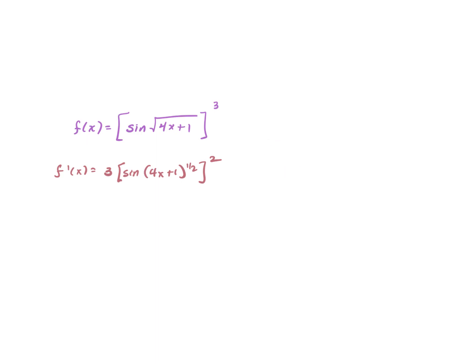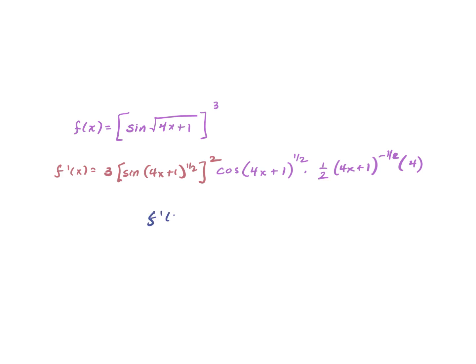Now I have to do the derivative of the inside, so I'm going to start with cosine. So derivative of sine is cosine. I'm going to rewrite it. So cosine of 4x plus 1. It's under the root, so it's going to be to the 1/2 power, and then times the derivative of the inner piece. So the inner piece now is the 4x plus 1 to the 1/2 power. So it's going to be 1/2 4x plus 1, rewrite it, derivative of the inner piece, which is 4. So that's your answer. Let's see if we can write it a little bit neater here.